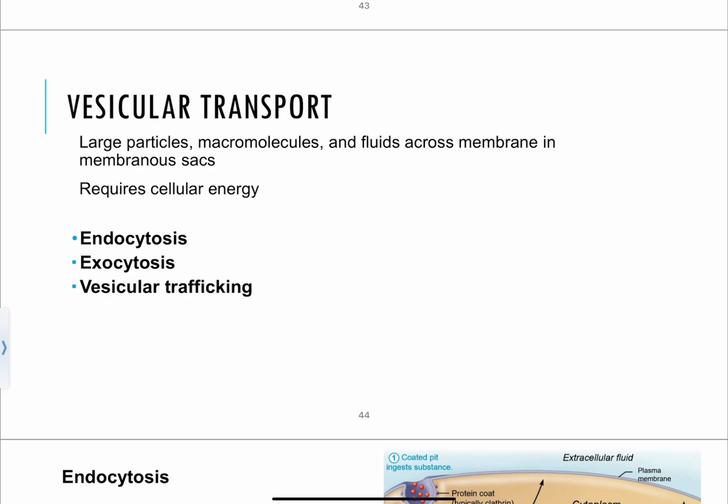We have endocytosis. So endo means that it's going to move something into the cell. We have exocytosis, so we're moving substances out of the cell in that case. And we also have vesicular trafficking, where we move substances within the cell from one area to another. So say we're moving it from the nucleus to the ribosome or something like that.